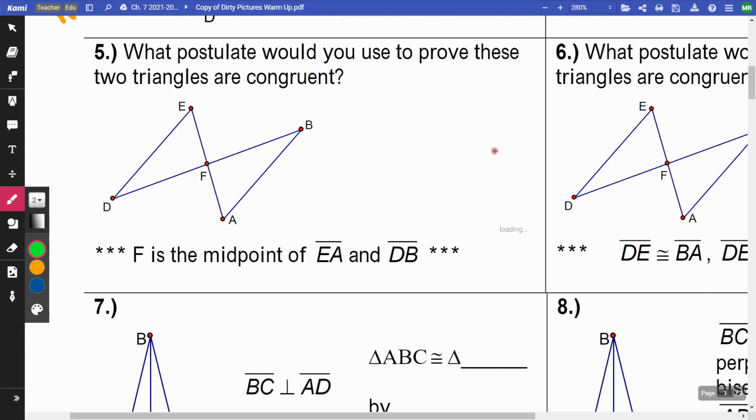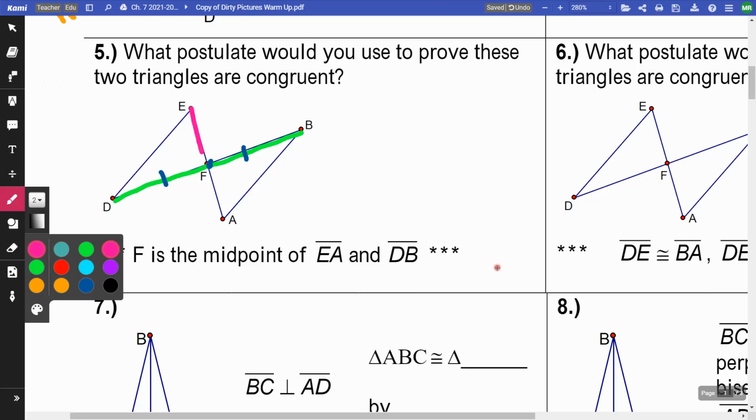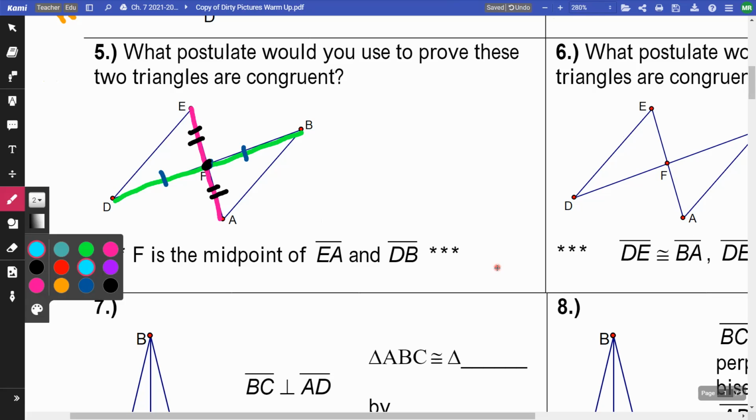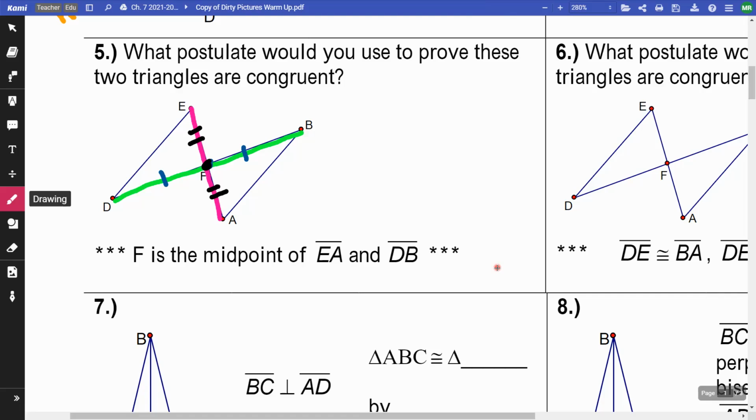Number 5. So we want to figure out why these two triangles are congruent. So again, we have a midpoint. It says that F is the midpoint of both these line segments. So since it's the midpoint of this, DF and BF are going to be the same. And it is also the midpoint of this, which means this one and this one are going to be the same.